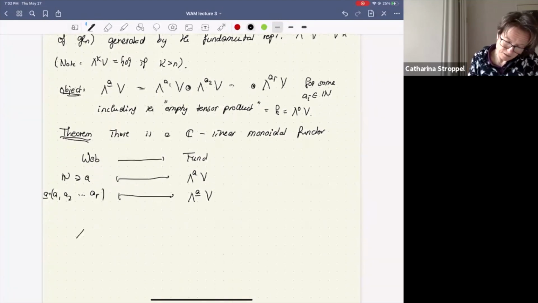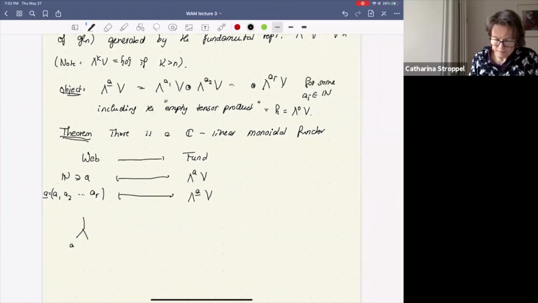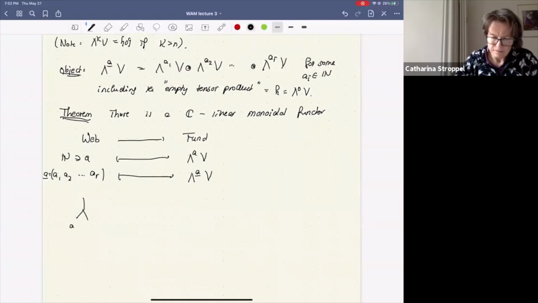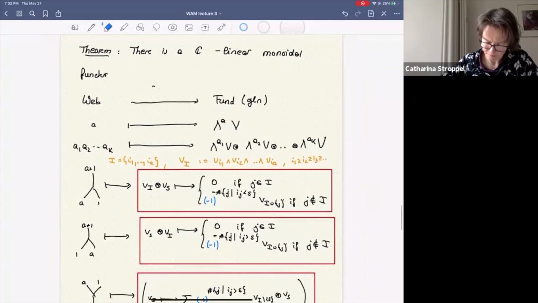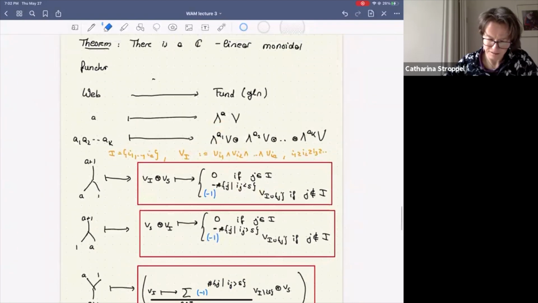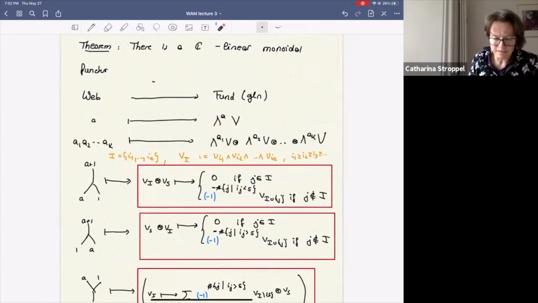And then I tell you, what do I do with these guys? I wrote it already, so I should go below. Here I wrote it already this year. I don't have to copy the formulas. So this is what I wrote again. So I have web going to Vect. The object A, which is a natural number, goes to the wedge A. A tuple of natural numbers goes to the tensor product of the wedges, which I denoted upstairs with wedge A underlined V. So now I have to say, what do I do to these generating morphisms?